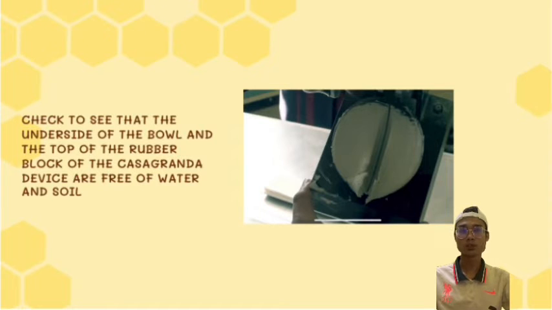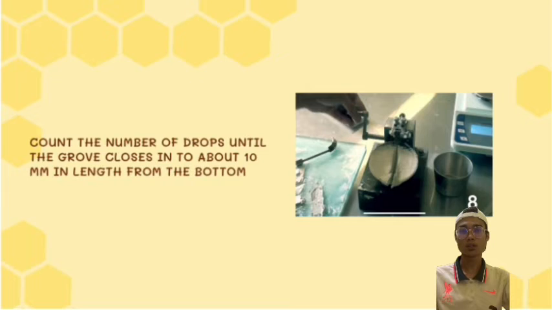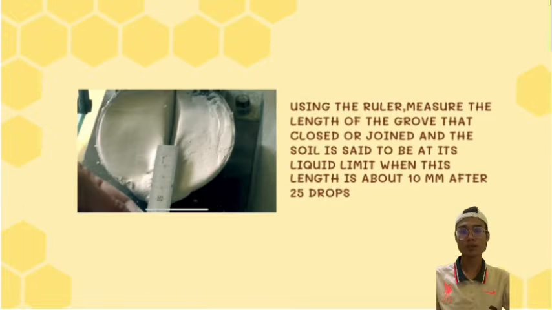Next, check to see that the underside of the bowl and the top of the rubber block of the Casagrande device are free of water and soil. Next, turn the crank at a rate of 2 revolutions per second to lift and drop the bowl. Next, count the number of drops until the groove closes to about 10 mm in length from the bottom. And the next step, using the ruler, measure the length of the groove that closes or joins, and the soil is said to be at its liquid limit when this length is about 10 mm after 25 drops.